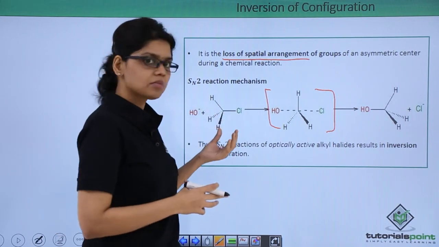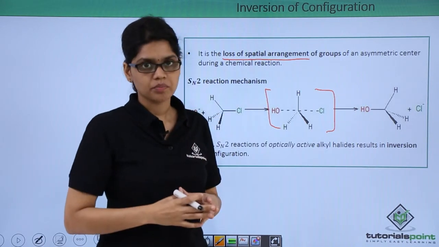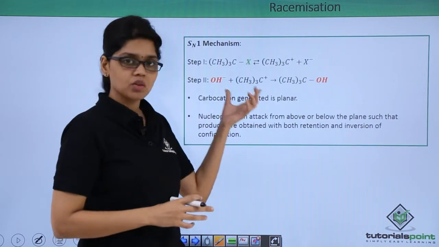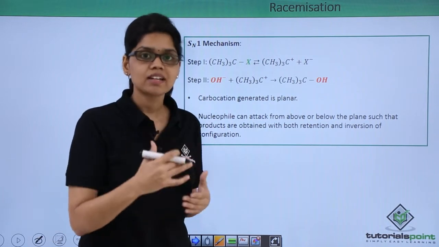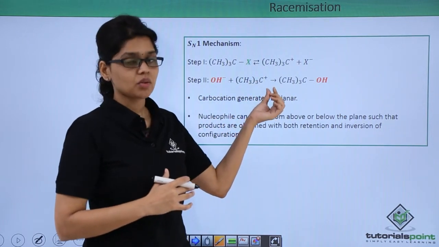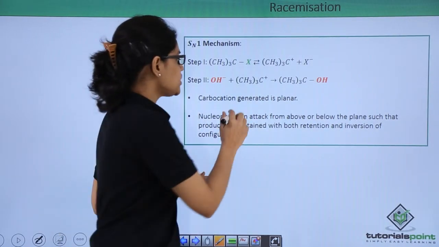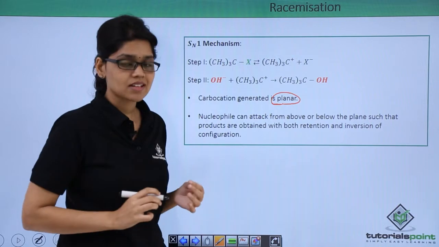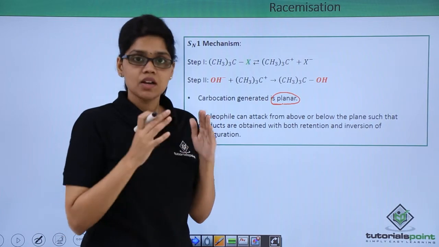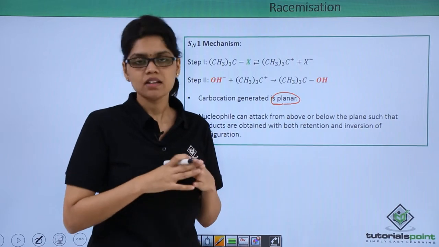You can look at that. It is like an umbrella: the inversion of configuration takes place like flipping an umbrella upside down. Now, what happens in an SN1 mechanism? In an SN1 mechanism, we know that step 1 is to generate a carbocation, and in step 2, attack of the nucleophile takes place on the carbocation, giving a final substituted product. The important thing to note here is that the carbocation generated is planar, such that the attack of the nucleophile can take place from either above the plane or below the plane, where products with both inversion of configuration as well as retention of configuration can form.